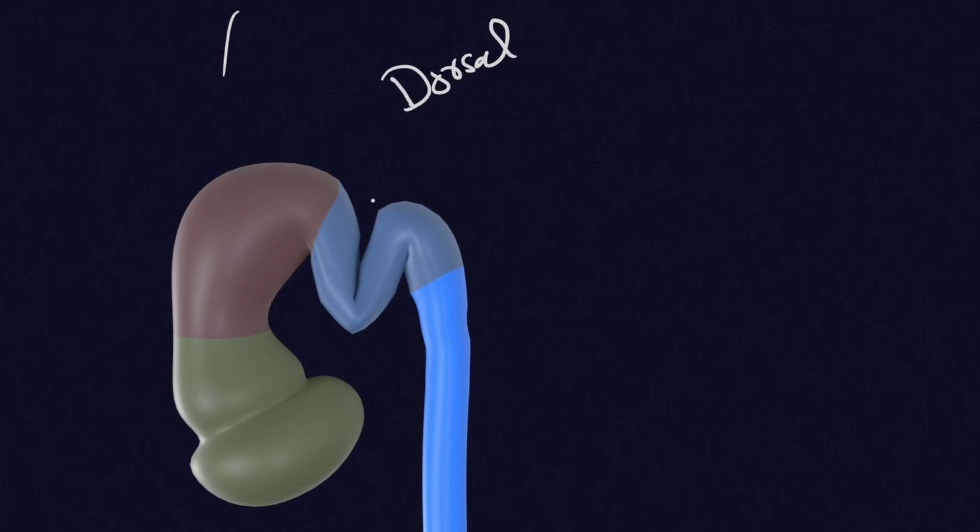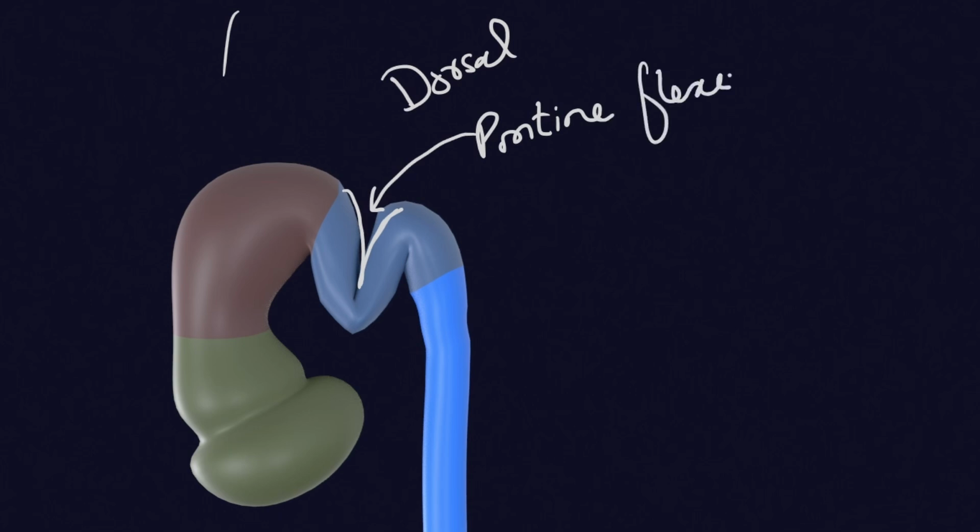Another flexure has been formed here on the dorsal end, and this flexure is called the pontine flexure because the pons will form here. Basically, it's in the rhombencephalon region. I think it should be called the rhombencephalic flexure, but I have never heard someone calling it that. It is mainly called the pontine flexure, right?